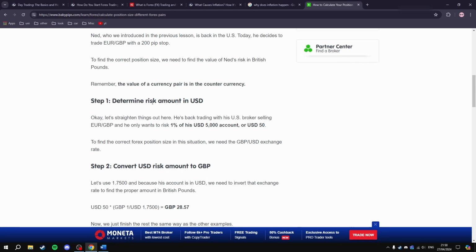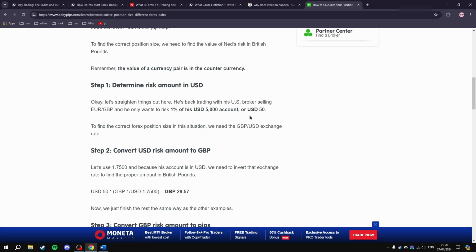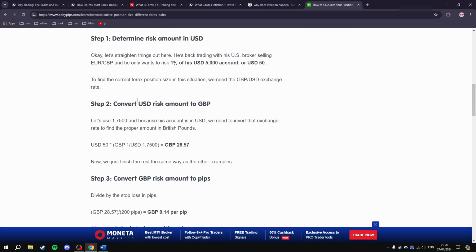Step 1. Determine risk amount in USD. Okay, let's straighten things out here. He's back trading with his US broker selling Euro GBP, and he only wants to risk 1% of his USD 5,000 account, so only risking $50. To find the correct Forex position size in this situation, we'll need the GBP USD exchange rate. Convert USD risk amount to GBP.